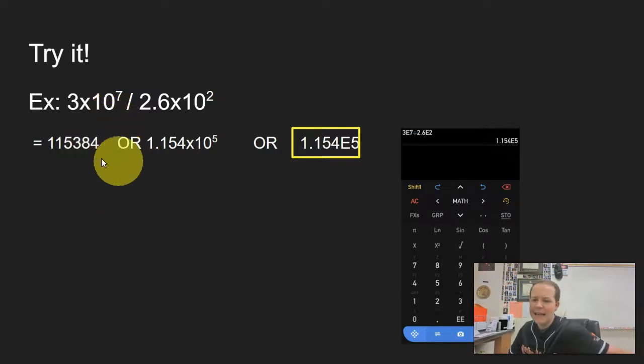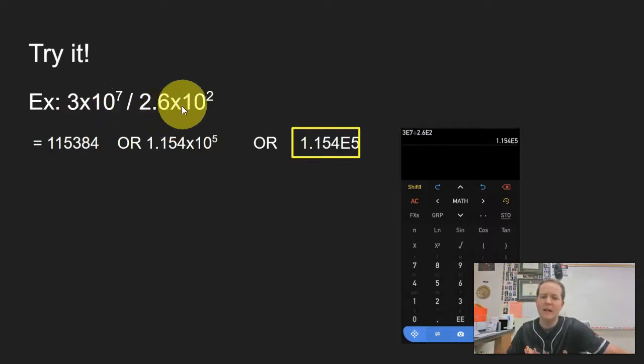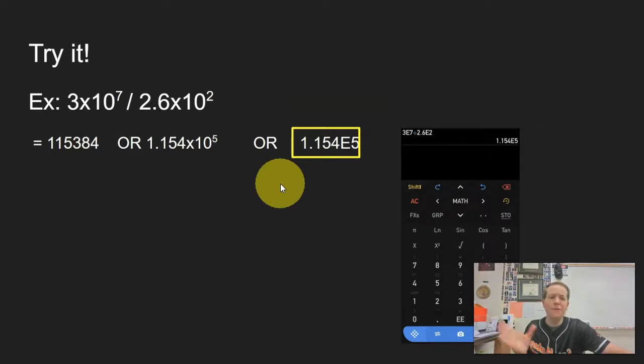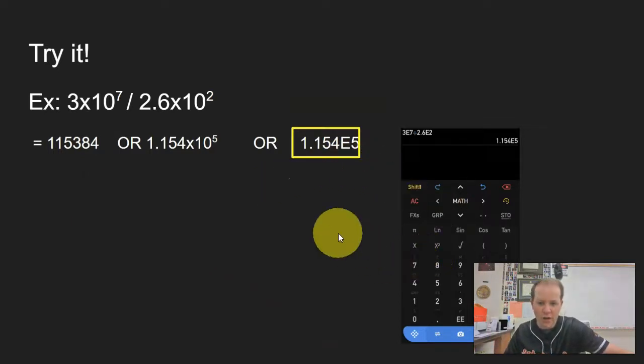To be honest, any of these answers below, if you did it correctly, they're all the right answer. So if this shows up on your calculator, great. If this shows up on your calculator, great. If this shows up on your calculator, great. If you did 3 times 10 to the 7th divided by 2.6 times 10 to the 2nd, if you put that in your calculator correctly, you should have gotten one of these right answers. If not, check to see if you were using that E notation.